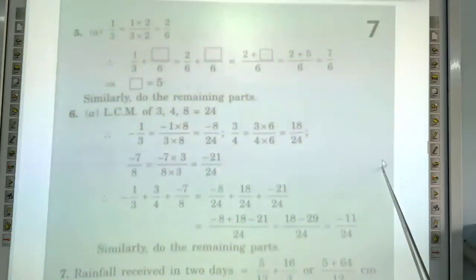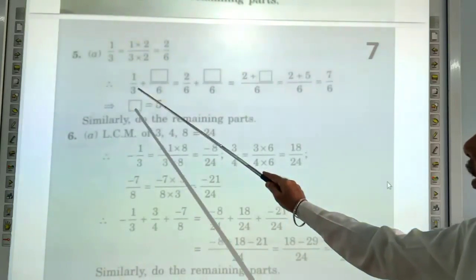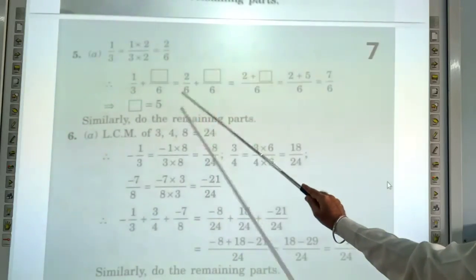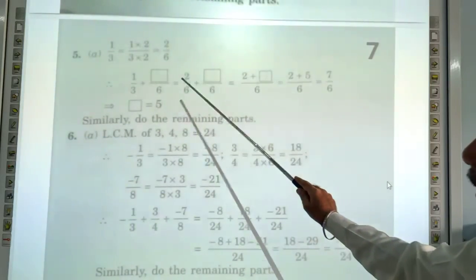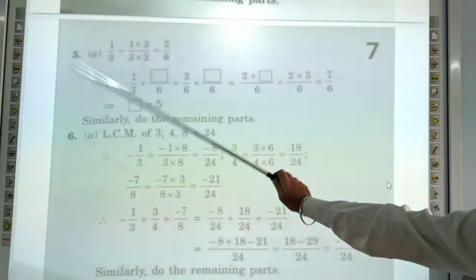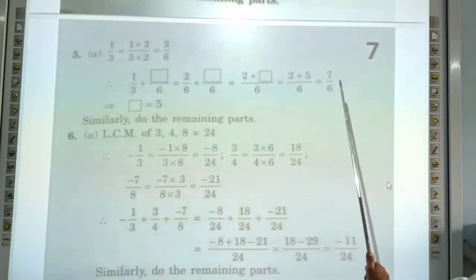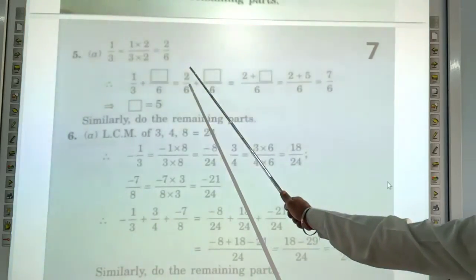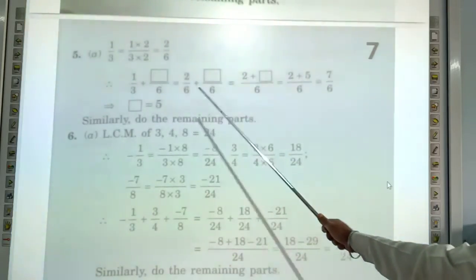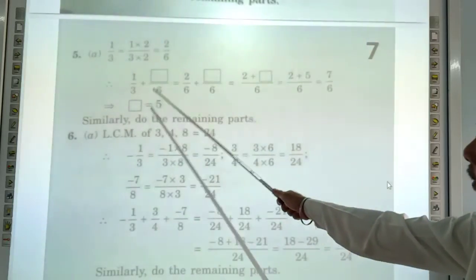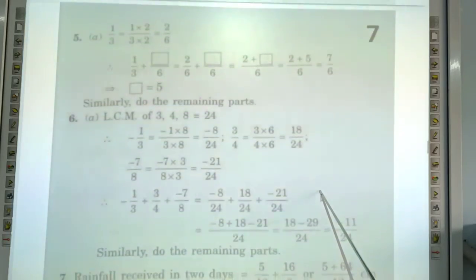Question number 5 is to fill in the blanks. Here the blank is in the box, and we have 1 upon 3 plus the blank upon 6 is equal to 2 upon 6 plus the blank upon 6. Why 2 upon 6? 1 upon 3 multiplied by 2 upon 2, so that the denominator becomes 6. That is equal to 7 upon 6. So how much will be added to 2 to obtain 7? Clearly it is 5. So in the box we have to write 5. So box is equal to 5. So 1 upon 3 plus 5 upon 6 will be 7 upon 6. In the same way, the remaining parts are for you.